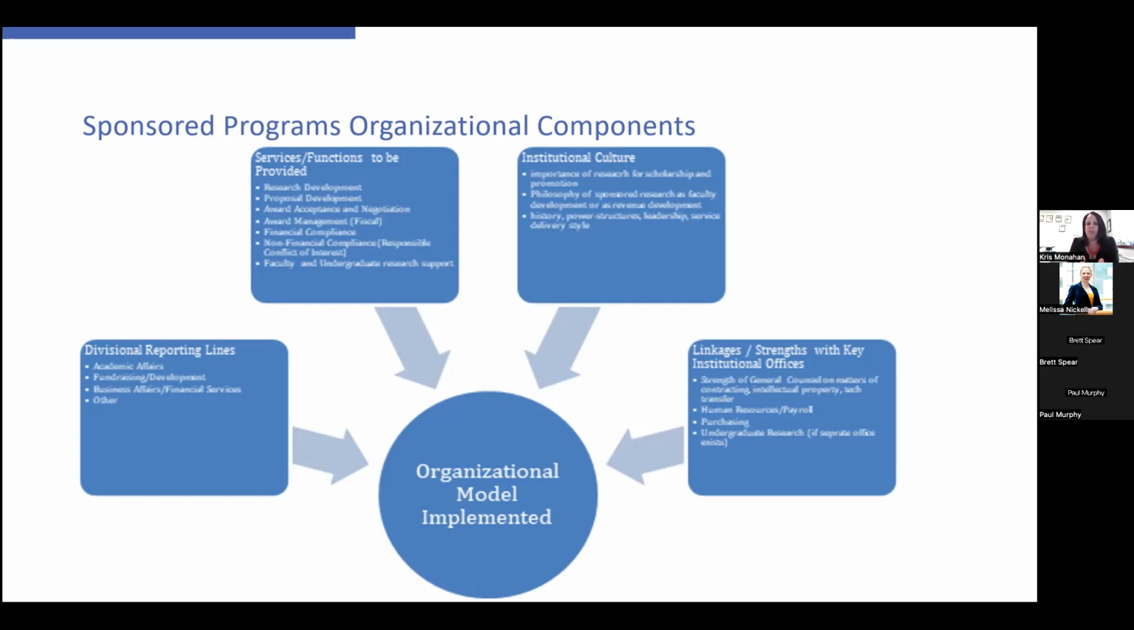You have to think about the functions or the services that you want to provide. What do you want to provide right away? And usually most schools want to provide the research development and proposal development support to be able to get the proposals out the door right away. It's common sense, right? Start at the beginning, start working with faculty to get things in. And some institutions do a great job of this, but then they forget that this is the whole back end: award acceptance and negotiation, award management, financial compliance, non-financial compliance, all these other pieces that have to be considered as well. So we have to grow and balance the pre and the post award support.